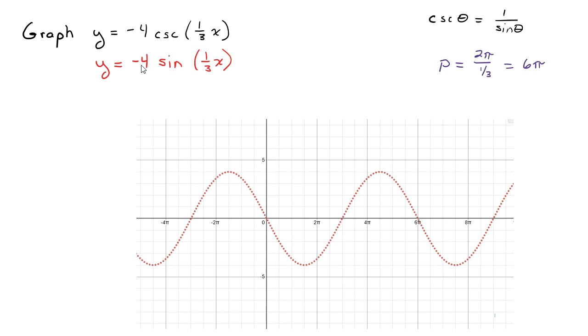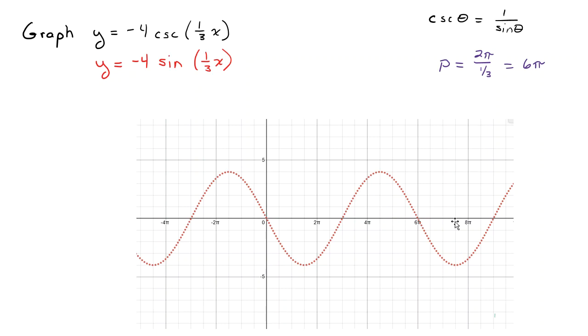The -4 is going to do two things. The negative is going to flip the sign over, so instead of going up and then down, it's going to go down and then up. It's going to reflect it over the x-axis. And the 4 is the amplitude, so we'll reach a minimum of -4 and a maximum of +4. So that's already graphed for us.